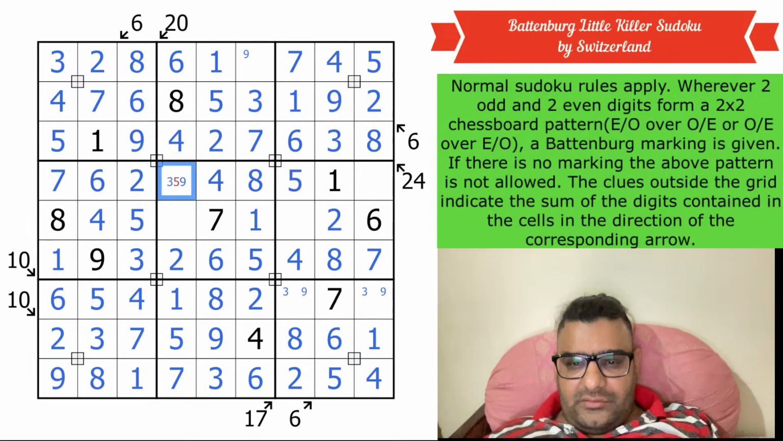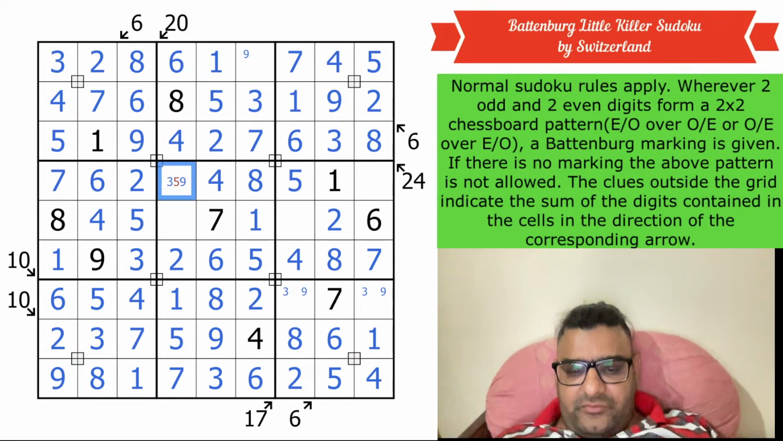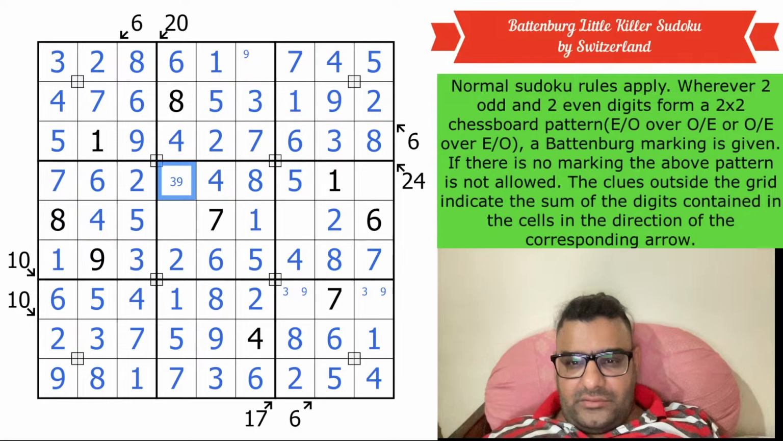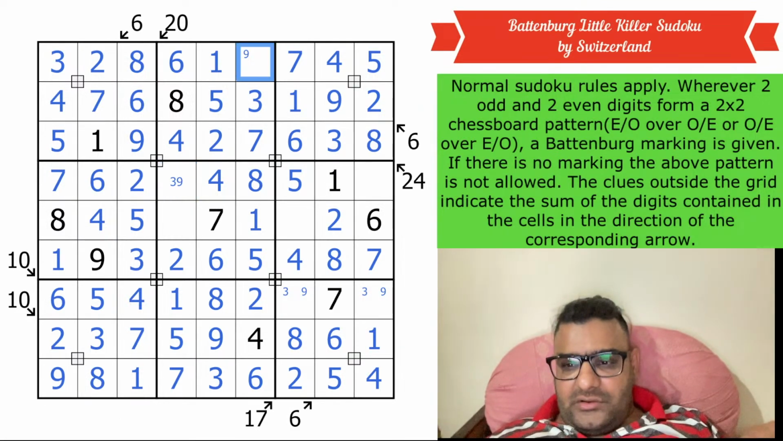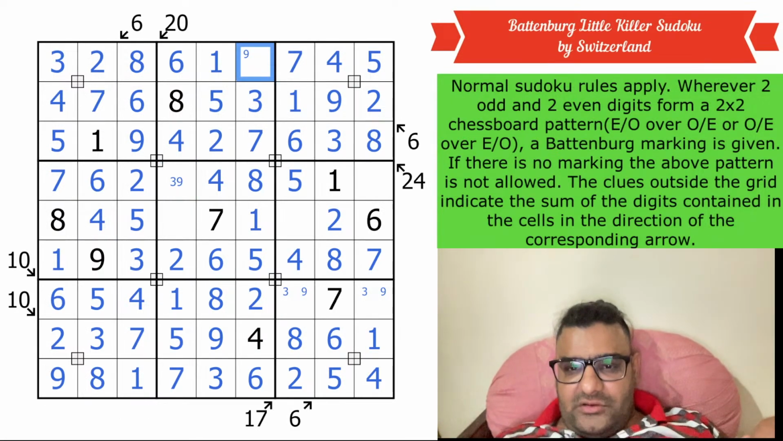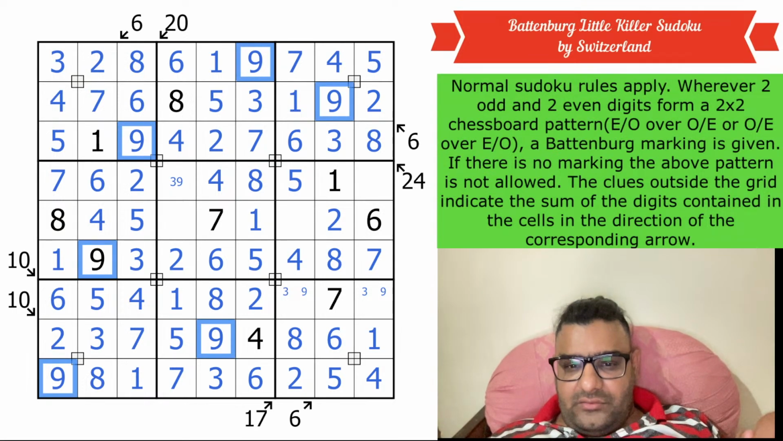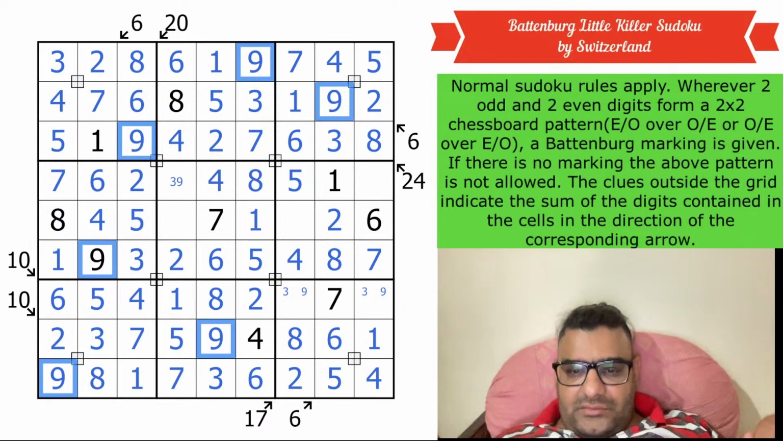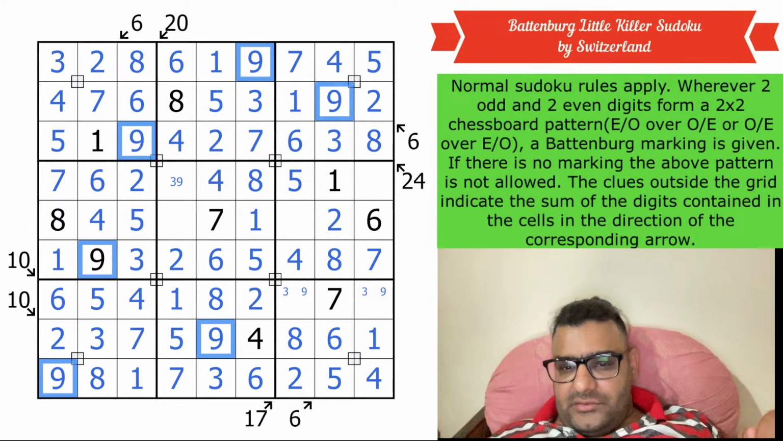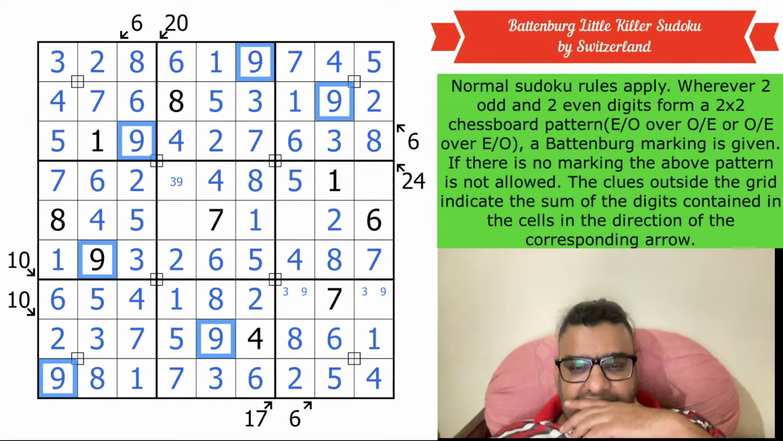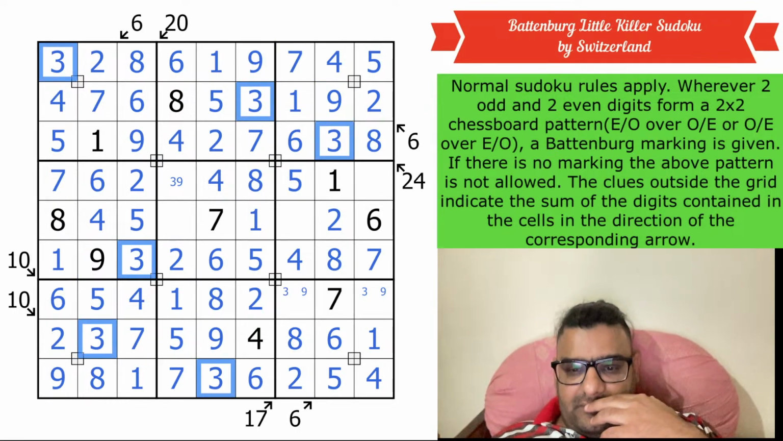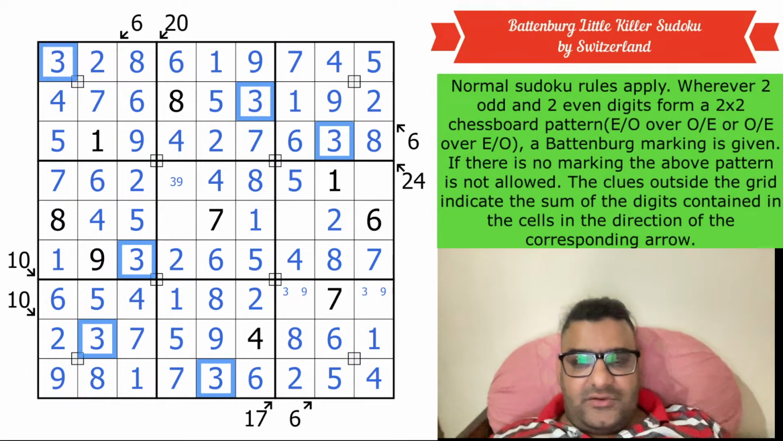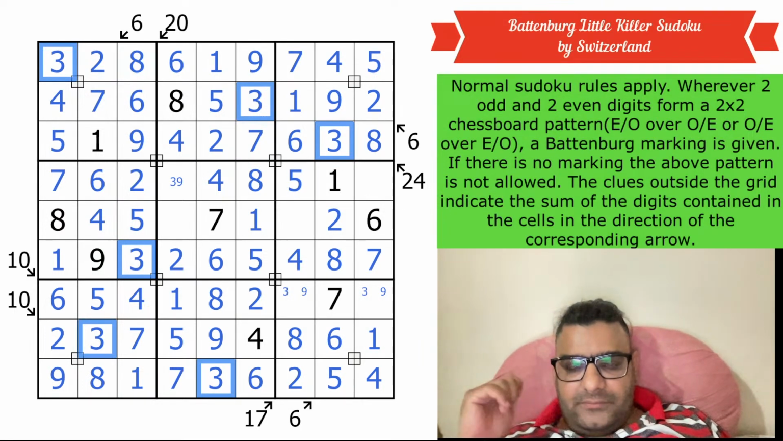5 cannot be here. It is 3 or 9. Okay, here is a 9. Let's check 9. Where is the 9? 9 cannot be here. 9 can be in either of those two. What about 3? Okay, how is that?